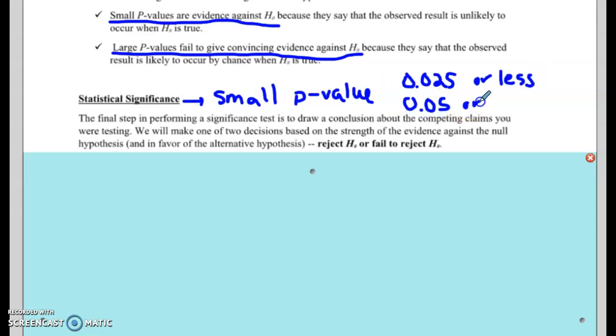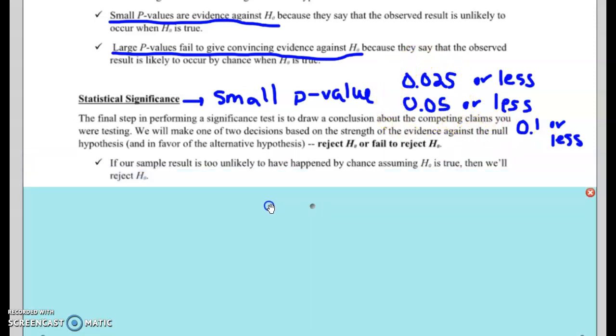A lot of times the problem will tell you a significance level. How small does it have to be to be unusual? And then sometimes they even go to 0.1 or less. But the first two are the main ones. Again, notice those decimals: if you're less than 0.05 or less than 0.025, you're way out in the tails of those normal curves. So these would all be examples of statistically significant results.